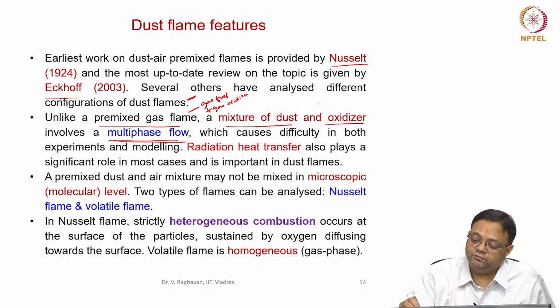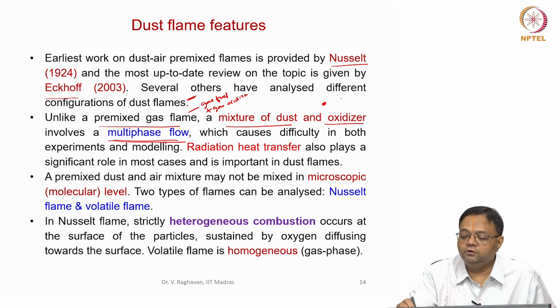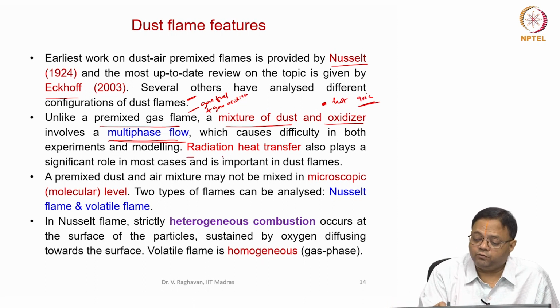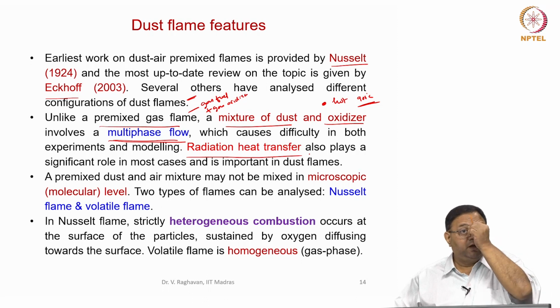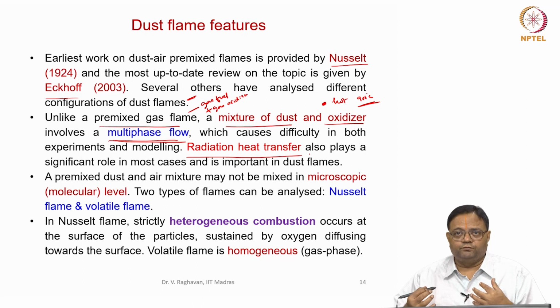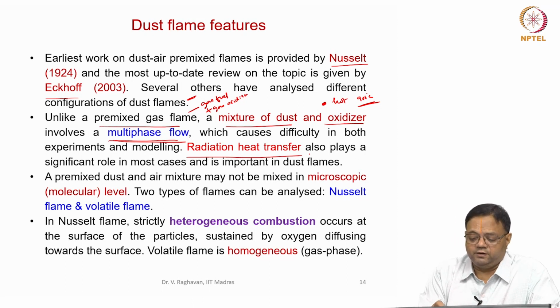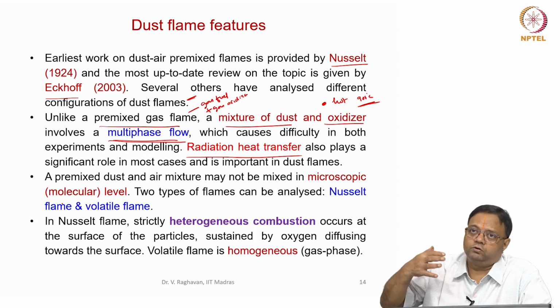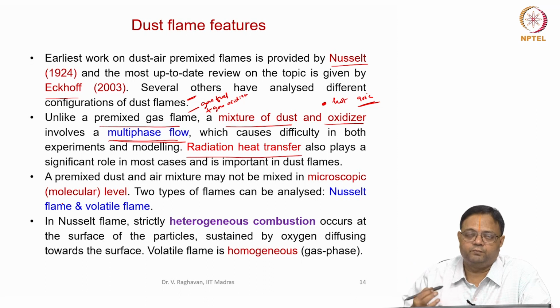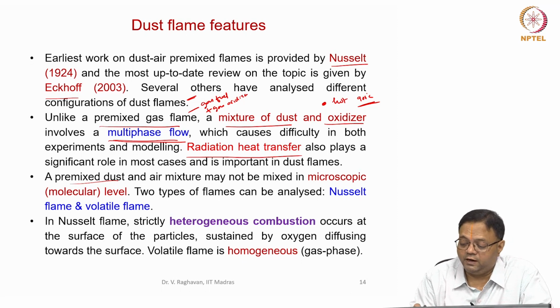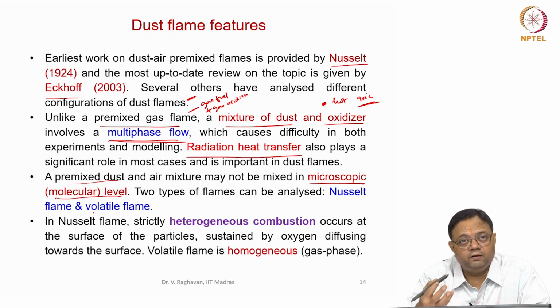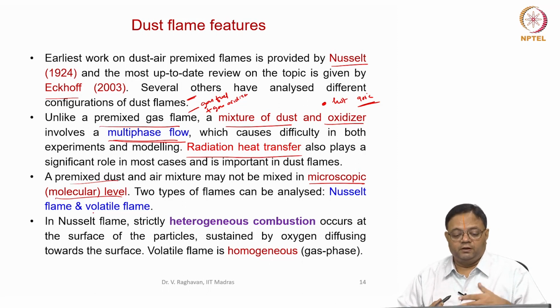Now, basically what happens is if you take a coal particle and it becomes hot, say 900 degrees centigrade, then radiation heat transfer also plays an important role in these heterogeneous flames. Do you understand? That is the difference. In the premix flame, only the gaseous participating media is there. Here some solids also are participating, that will lead to an increase in the radiation heat transfer, like soot radiation increases when soot production is increased, similar to that. Also, a premix dust and air mixture may not be mixed at the microscopic or molecular level as in the premix gas flame, where that molecular level mixing is there, but here it may not be.